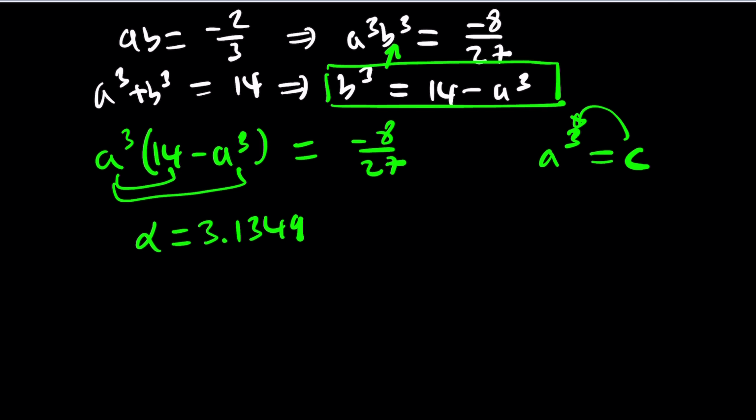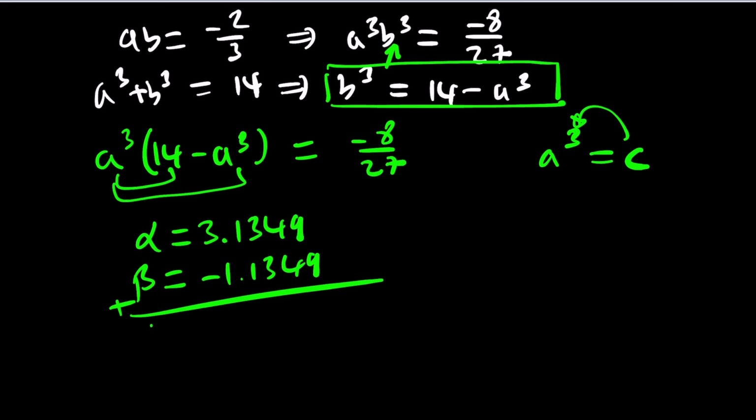And then go ahead and put these together. And beta is going to be negative 1.1349. And guess what alpha plus beta is going to look like? It's going to be 2, right? Exactly 2? We'll see, because that's what the second method is hiding.